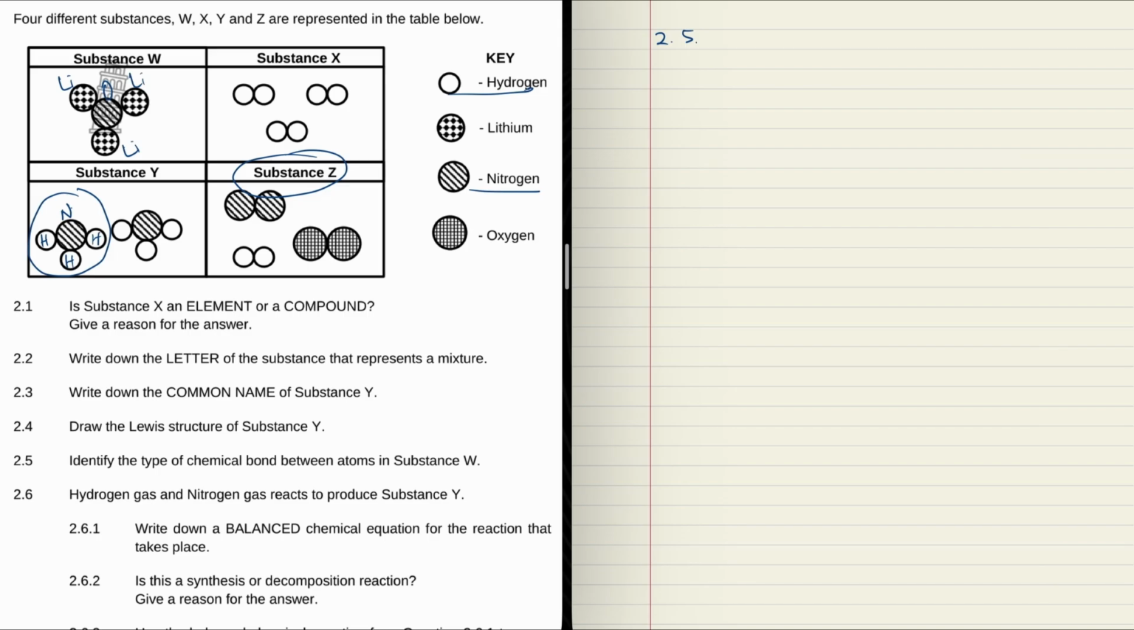So substance W is going to be Li3O, and that's going to be an ionic bond. And the reason why it's an ionic bond is because lithium is a metal and oxygen is a non-metal. So a metal and a non-metal will give you an ionic bond.